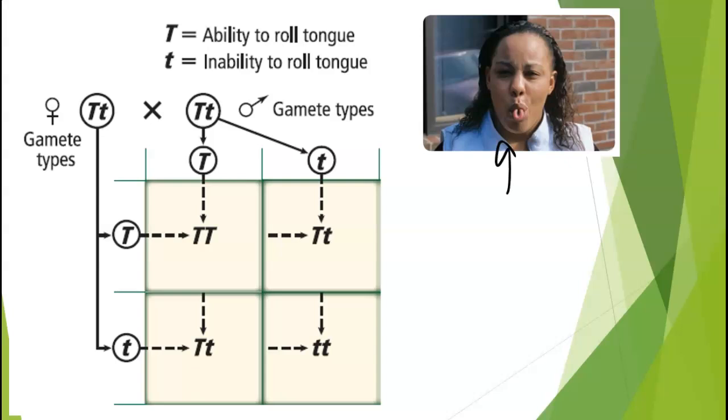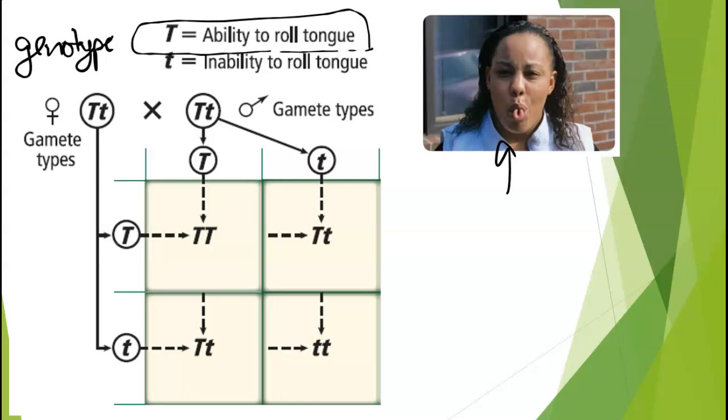Not all people can actually roll their tongue. It's actually a dominant characteristic. Recessive characteristic is non-tongue rolling. We give genotypes to symbolize dominant and recessive. So big T is the ability to roll the tongue, and little t is the inability to roll the tongue.